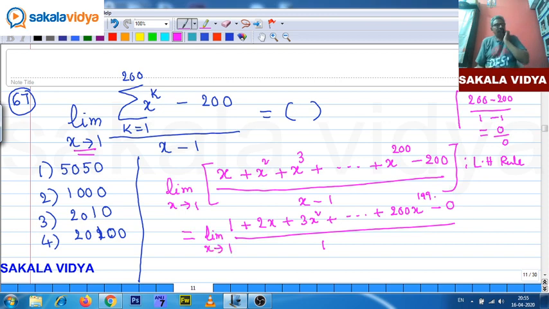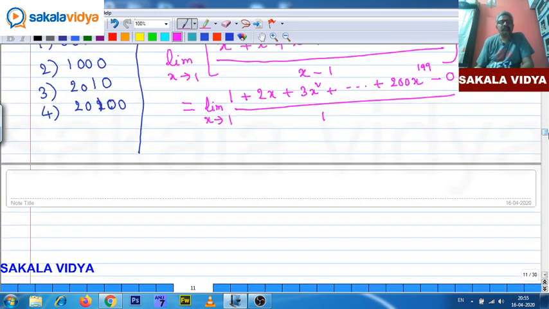So, let us substitute the limit now. Okay, Surya Prakash, I will explain later, don't worry.